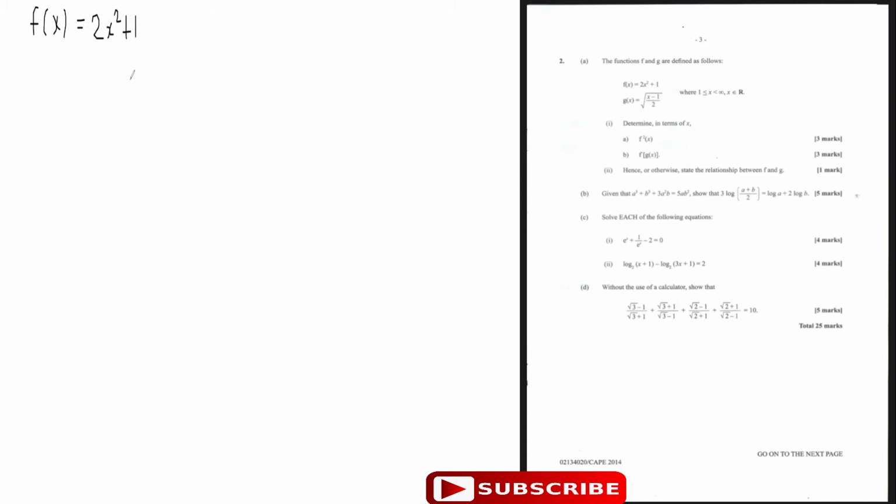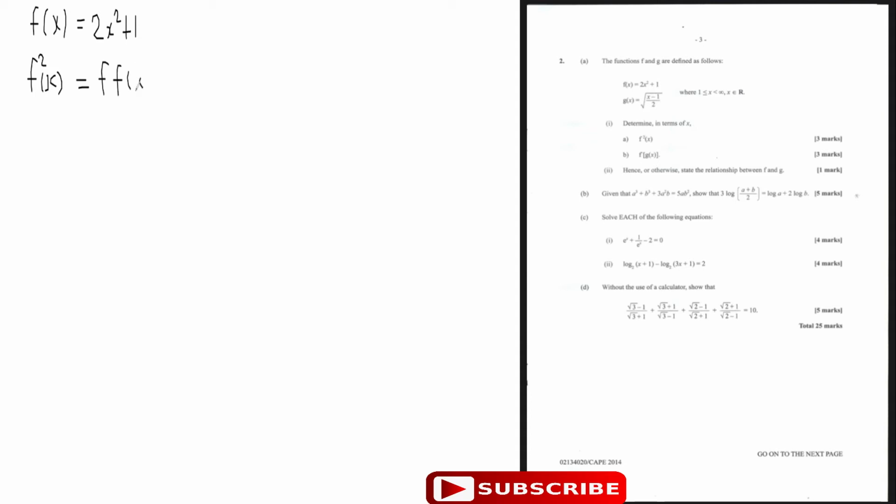They're asking us to find f squared of x. Now, f squared of x doesn't mean you square this. f squared of x means f of f of x. It means you put f into f. You put f into f. That's f squared of x.